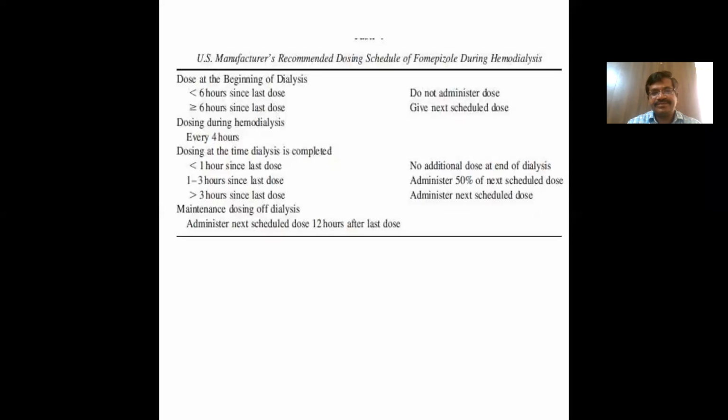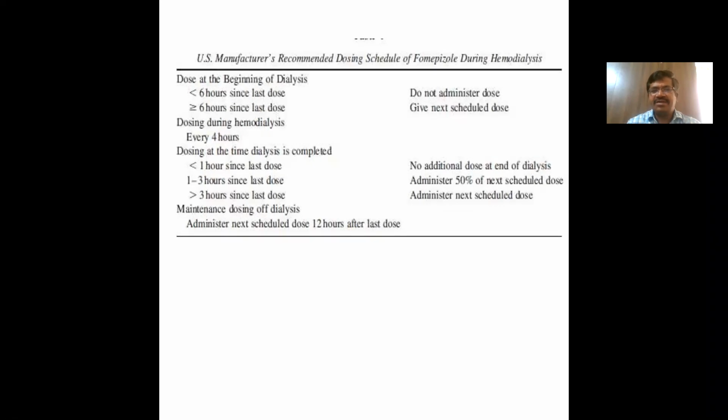And also, if the patient is on hemodialysis, the fomepizole dose has to be modified. At the beginning of dialysis, if it is less than 6 hours since the last dose, the dose should not be administered again.